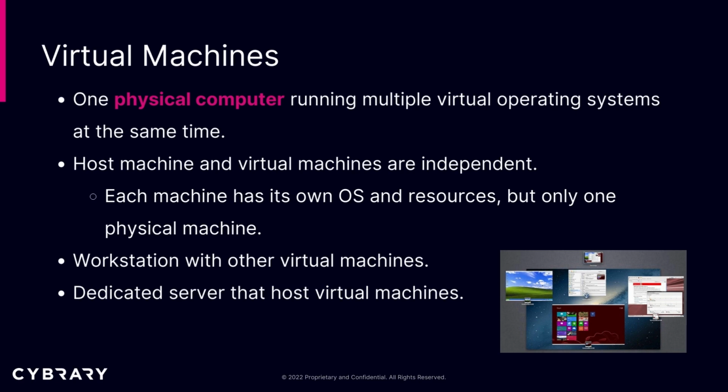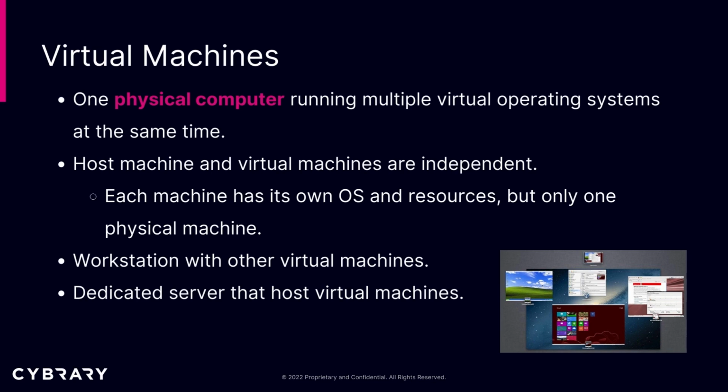Virtual machines on a client system can give us a lot of different possibilities of different combinations to run multiple operating systems. When we look at virtual machines, again, the physical machine or the host machine can host many different operating systems, and they can run at the same time. The host machine and the virtual machines are independent of one another, meaning that the host machine is just the host. Each virtual machine can act independently of the host machine.